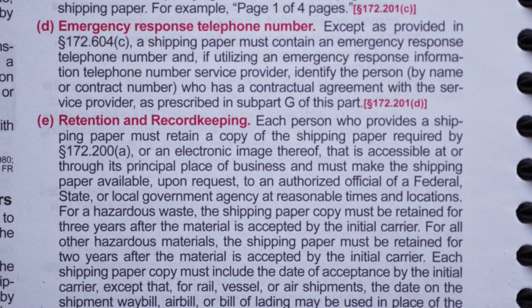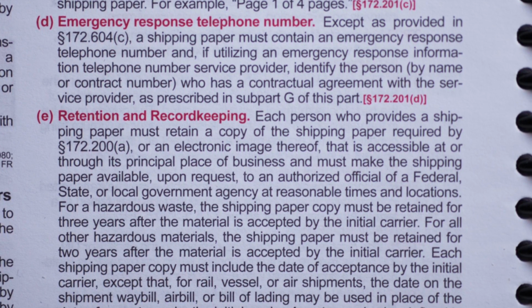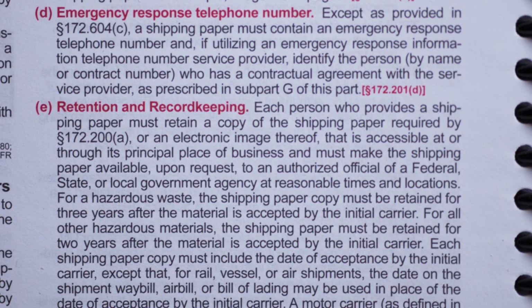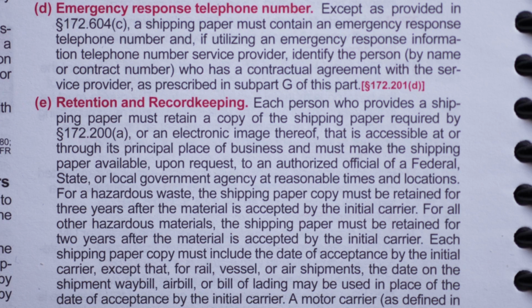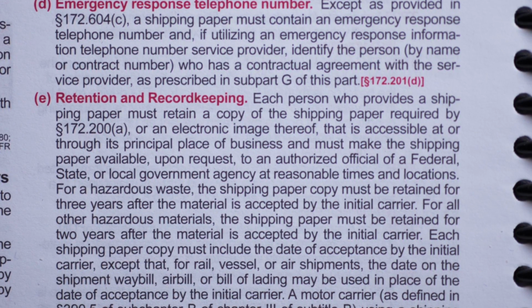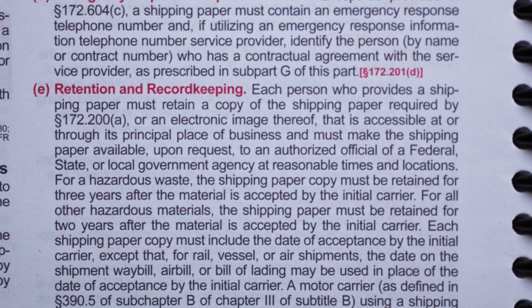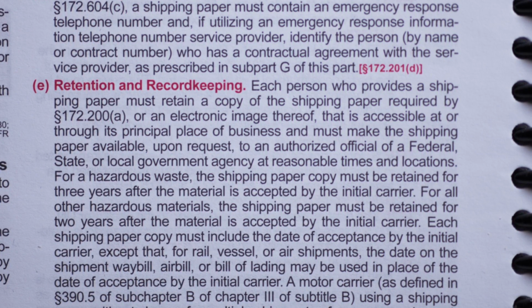An important point you'll want to make in class are the retention and record-keeping requirements. Here's what the regulations state. Each person who provides a shipping paper must retain a copy of the shipping paper required by this subpart or an electronic image thereof that is accessible at or through its principal place of business, and must make the shipping paper available upon request to an authorized official of the federal, state, or local government agency at reasonable times and locations, meaning that these retention of shipping papers have to be available to those coming in to do an inspection or to conduct an investigation.